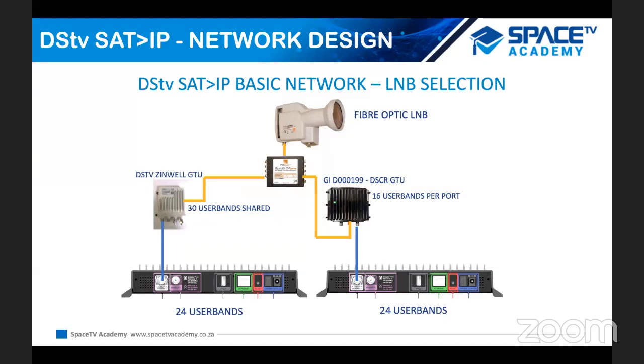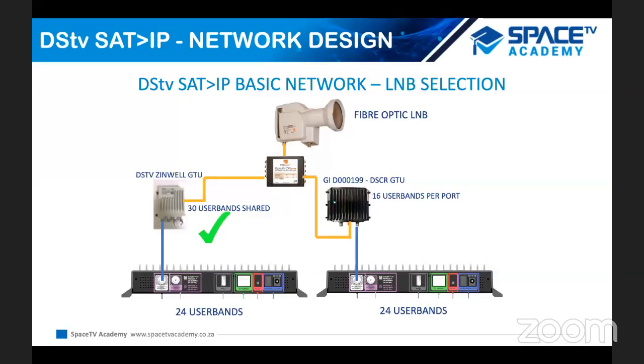When it comes to fiber, this is an interesting one. If we have a large network, these servers could be fed by fiber. In this case, I've got two examples. On the left-hand side, I have the Multichoice Zenwell GTU, which has 30 user bands shared. So the outputs are similar to a smart LMB. And on the right-hand side, I have the Global Invacom DSR GTU, which has two outputs, but each output only has 16 user bands. So what is practical?